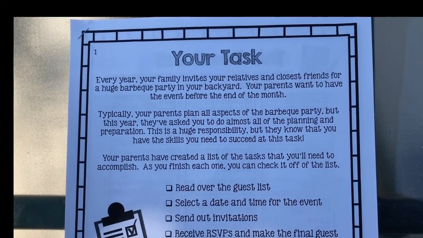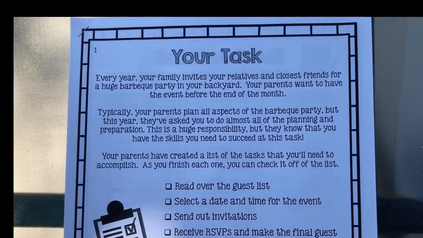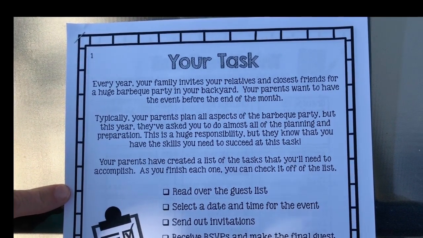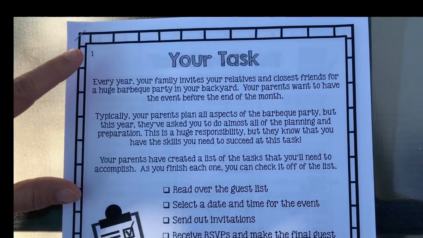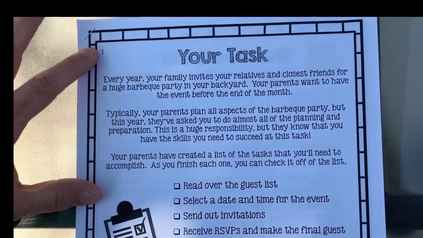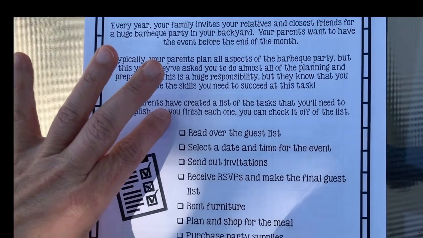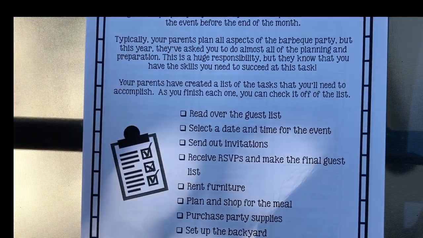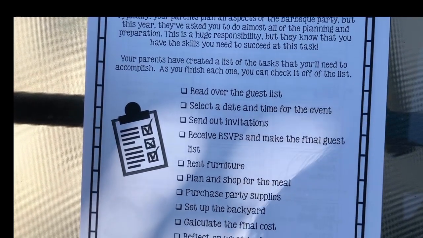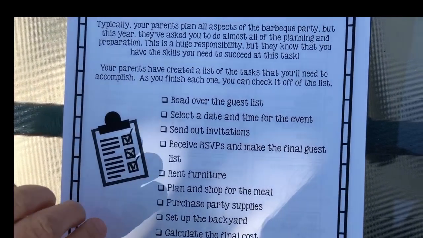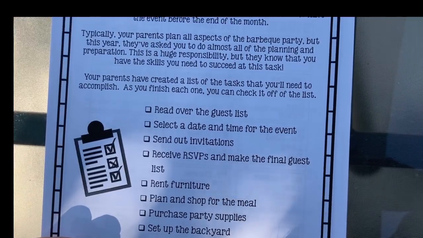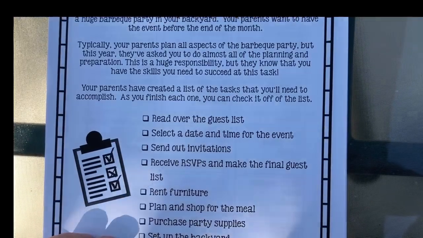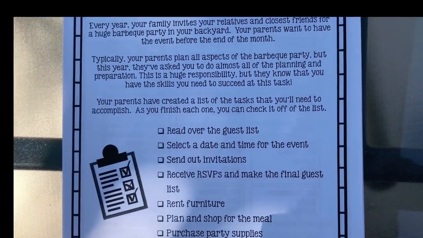So this is the start of the backyard barbecue packet, and here's your first page. It just gives you an idea of what you're supposed to do, your task, and then here are all the different things that you're going to have to work your way through. But I want you to remember that you have 3 weeks to do this, and I split it up over all 3 weeks so it's not everything all at once, because I know that you're going to get this and say, oh my goodness, it looks like a lot. But it's just a little bit each day.